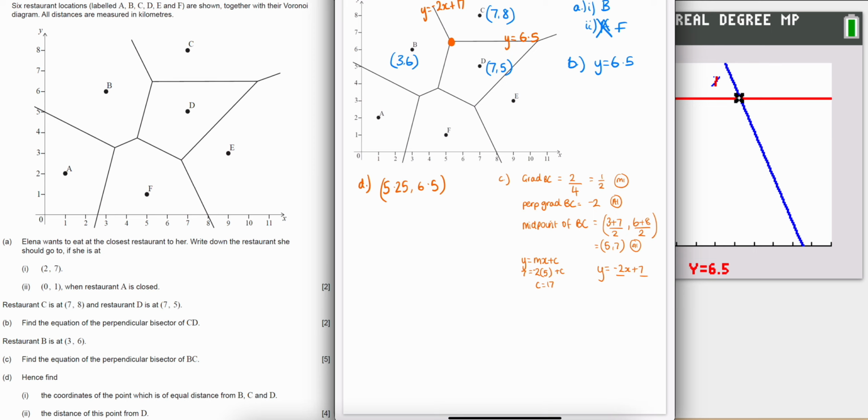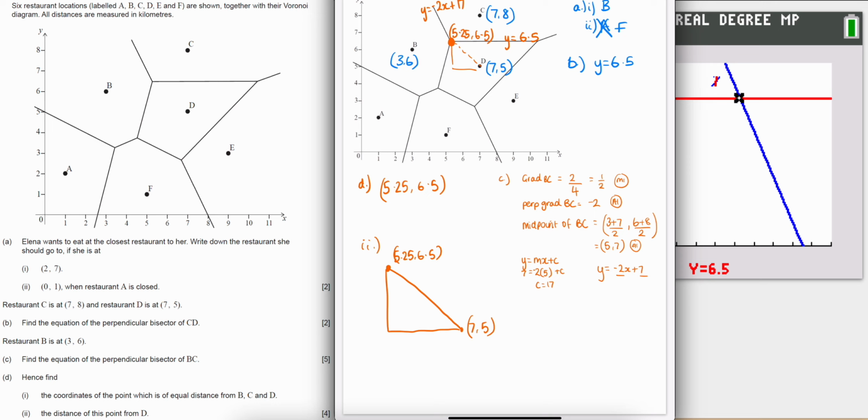And then the second part is to find the distance of that point from D. So I'm now finding what is the length of this line. I know this coordinate is 5.25 and 6.5. So again, I can form a triangle. Now I'm just going to draw that triangle a little bit bigger to make it easier to see. And I have this coordinate, which is 5.25, 6.5, and this coordinate, which is 7 and 5.